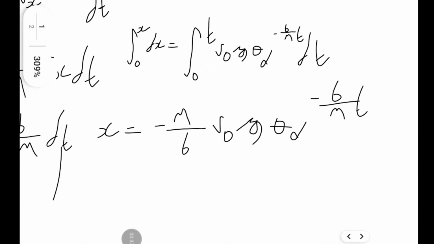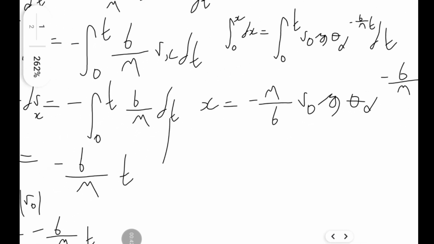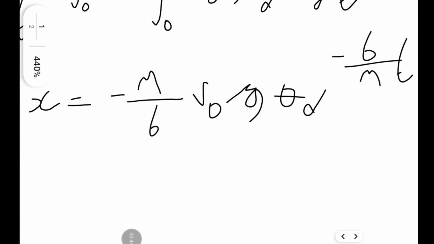When you integrate an exponential, you just divide by its power. So you're going to get it into this form here. This is the final form: x is equal to minus m over b times v0 times cosine of theta times e to the power of minus b over m t. That is the general form of x with respect to time, x as a function of time. That is what it is for the horizontal x position.